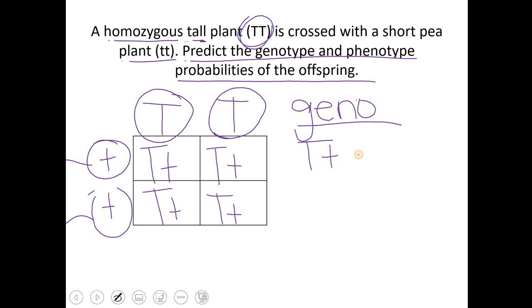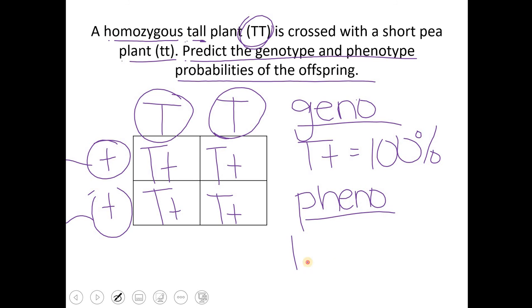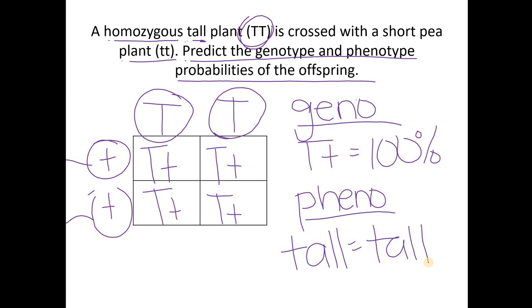Genotype, only one is possible. 100% of the offspring will be big T, little t. And for the phenotype, again, only one thing is possible. 100% of the offspring will be tall because each of these boxes has a big T.